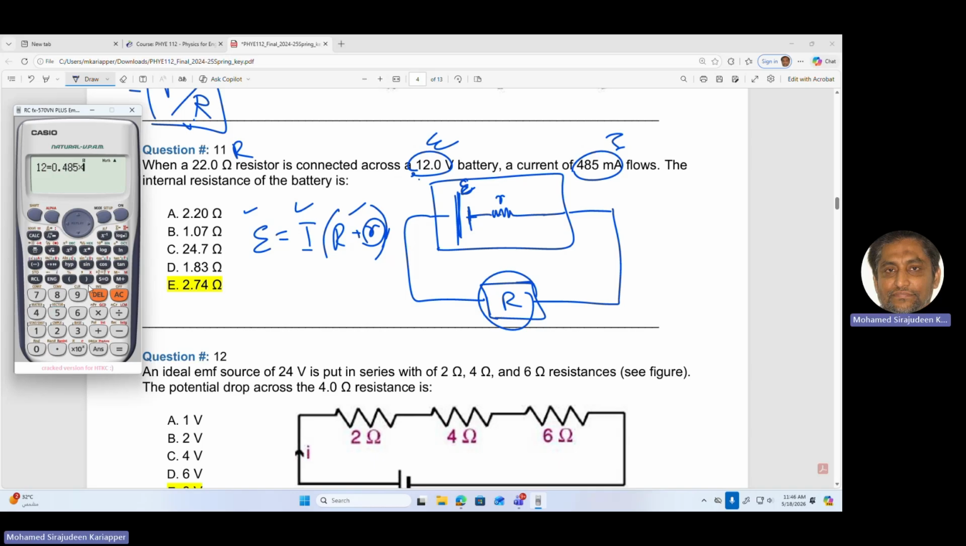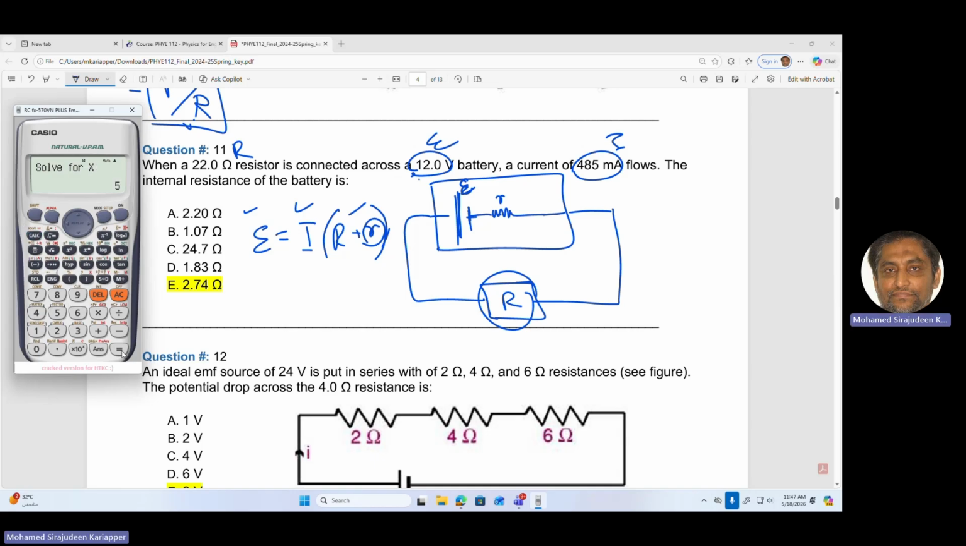0.485. Multiply, open a bracket, R is 22 plus this is your X, alpha X. Close the bracket. Just don't bother to do algebra. You just write the equation and tell it to solve. I know it's simple algebra, but still, why bother? It will be faster. You will be less likely to make a mistake if you know how to use it. Okay, so you should have practiced it.